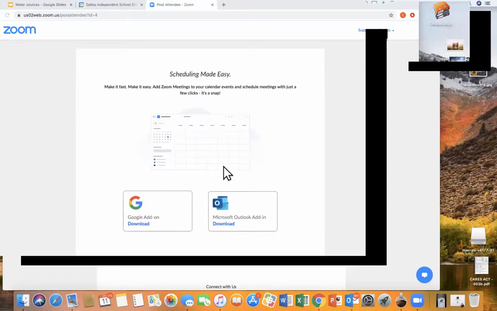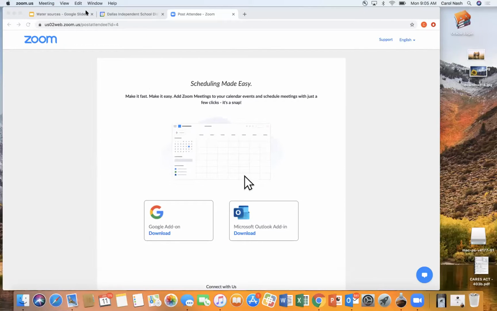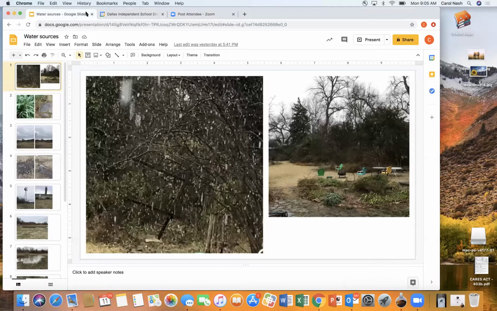So if you were here with us, we would go out for a walk and we would see what we could find in the way of natural sources of water or places we can find water. So I'm going to share my screen because I took a walk the other day right out here and I took some pictures of what I found. Let's see what I found. So this is from yesterday.